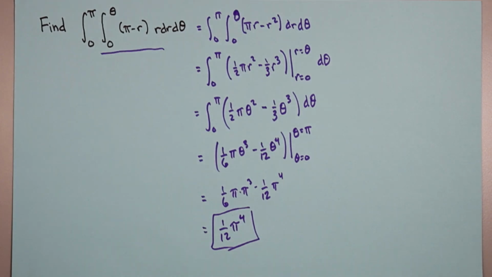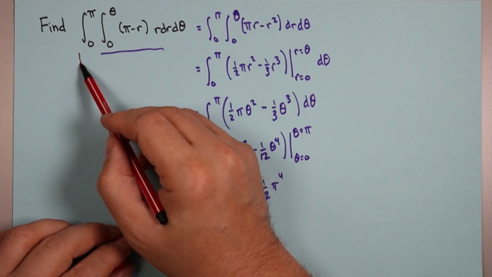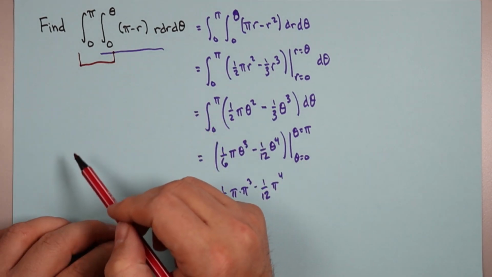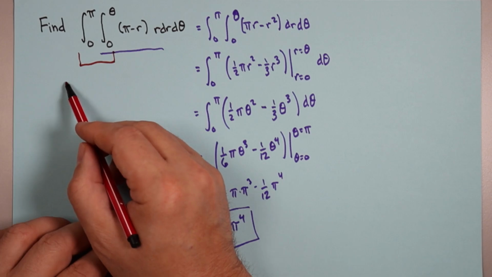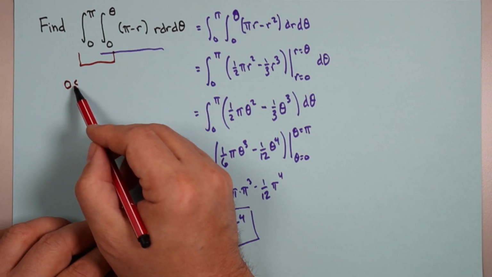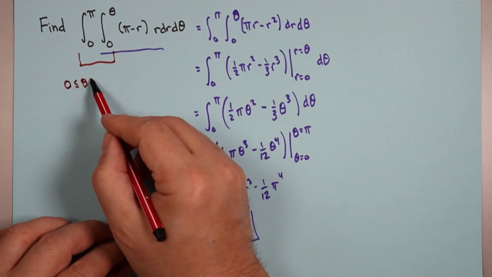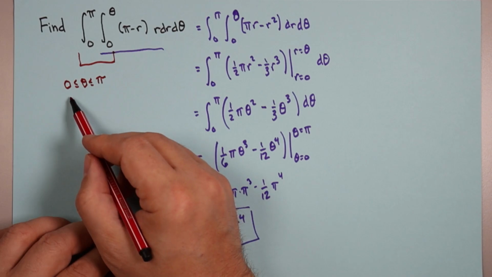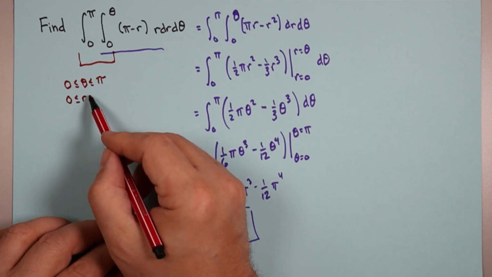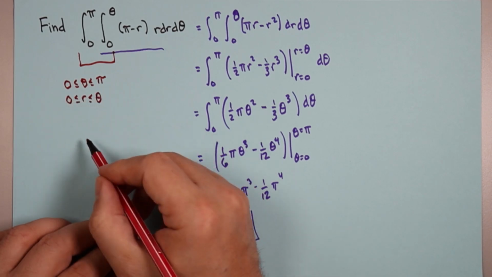Now, you might say, what does this mean? In some sense, the integral is just a quantity, but we can talk about what's going on. If we think about our bounds, the outer layer is theta, so 0 is less than or equal to theta, less than or equal to pi. And the inner layer is r, so 0 is less than or equal to r, less than or equal to theta.